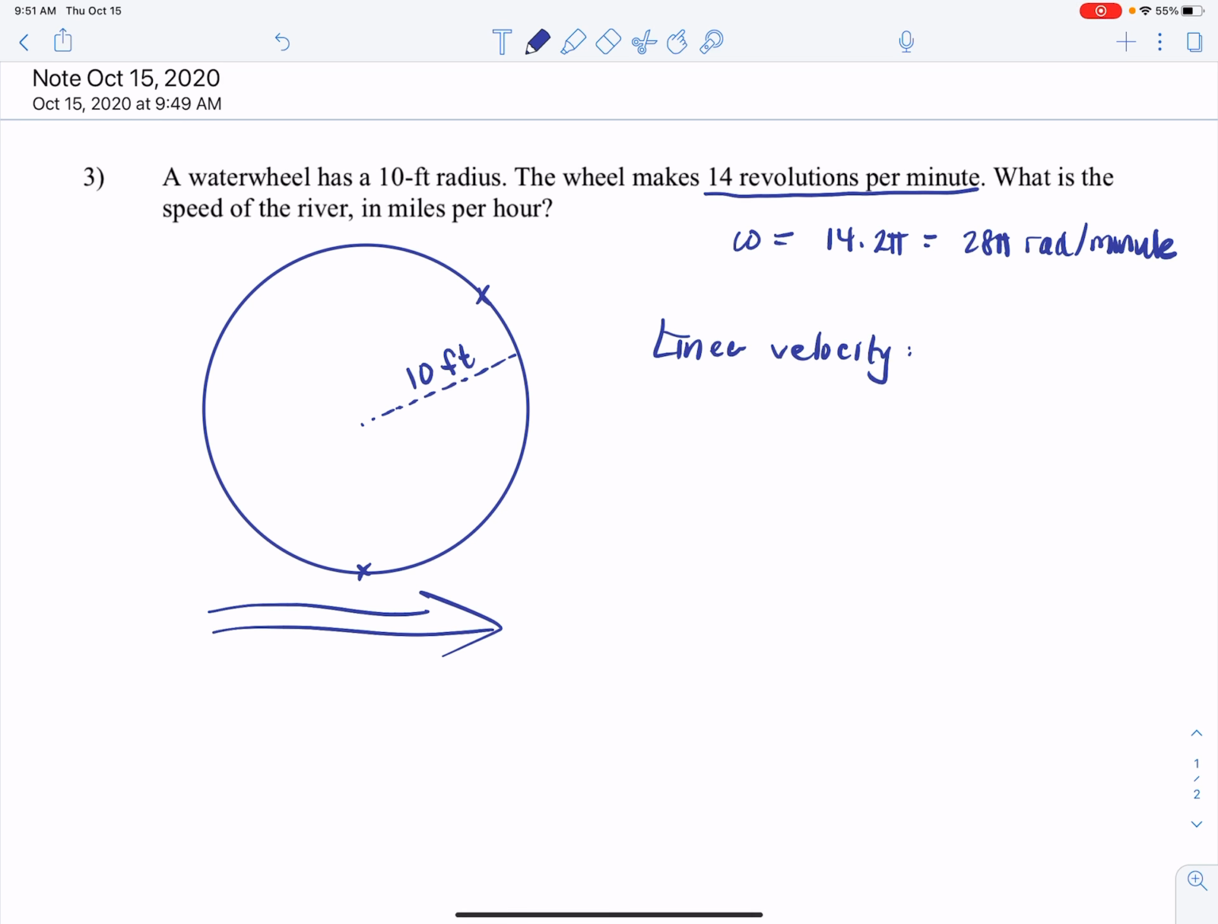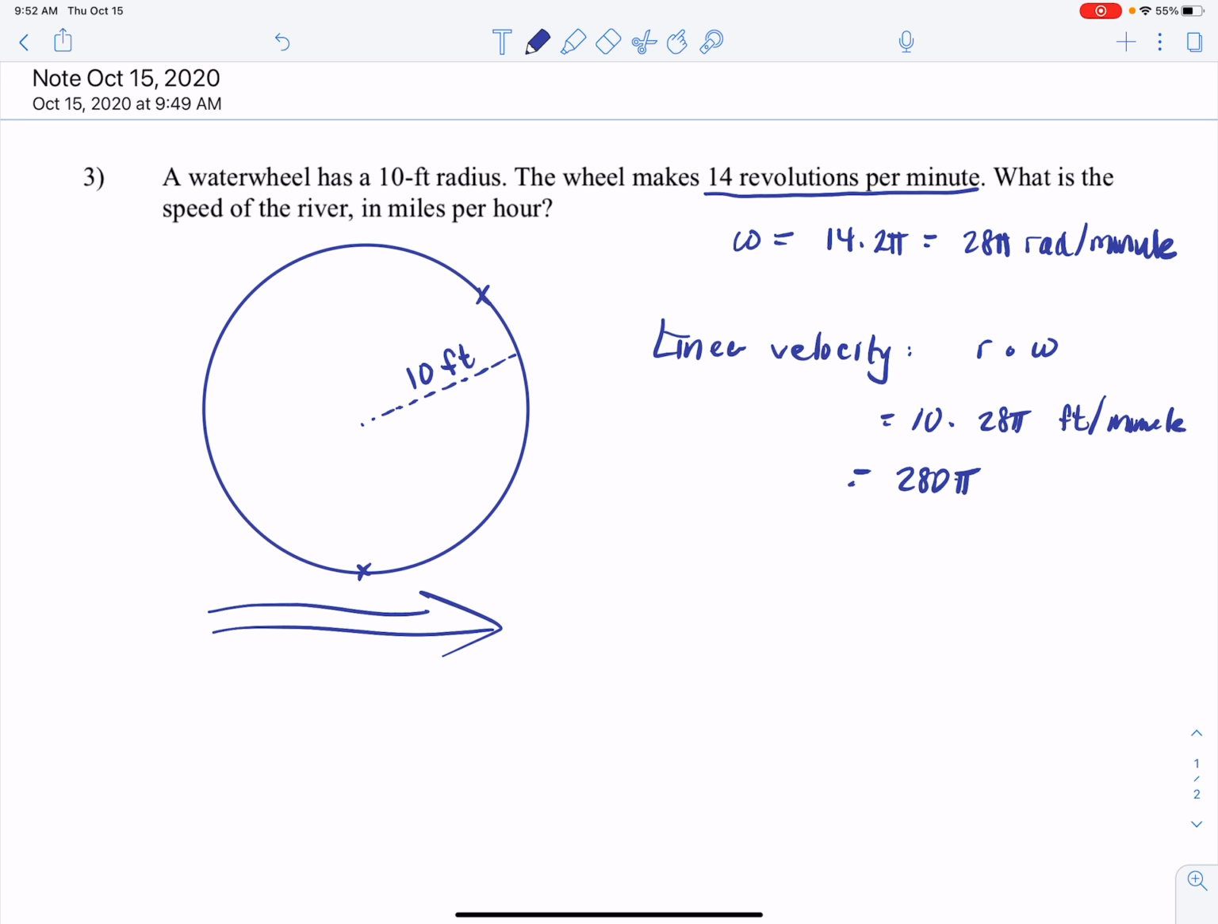So the linear velocity we know is the radius times the angular velocity. So we have 10 times 28 pi, and that would be feet per minute, and that turns out to be 280 pi. So what we need to do now is convert this to miles per hour, though. We have figured out the linear velocity. We know the river is moving at 280 pi feet per minute. That doesn't tell me much.